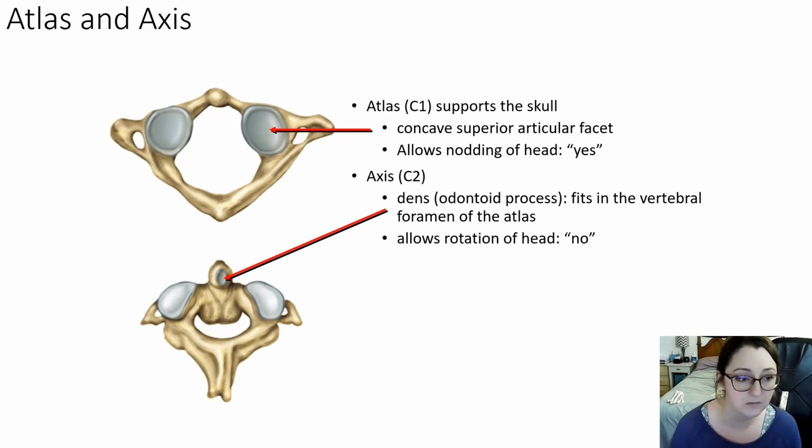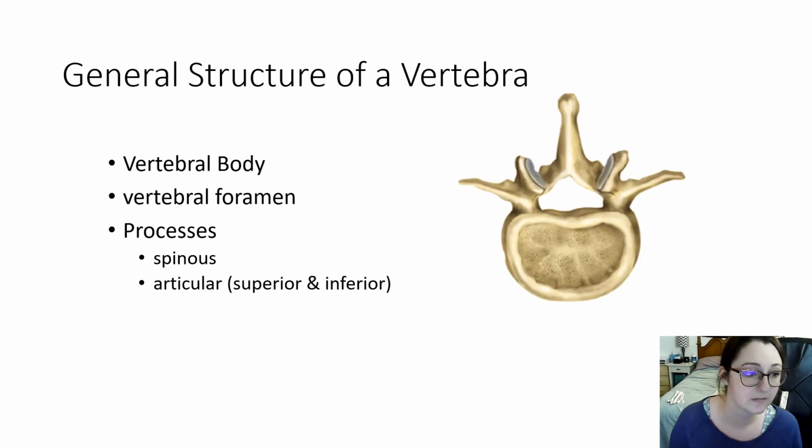So that little bit is just going to fit right up in there, just like that, and it allows you to turn your head. So it's a little pivot point. So it allows you to shake your head no. So do know the atlas and the axis. I do want you to know the general structure of a vertebrae. So you have the vertebral body, which we already discussed.